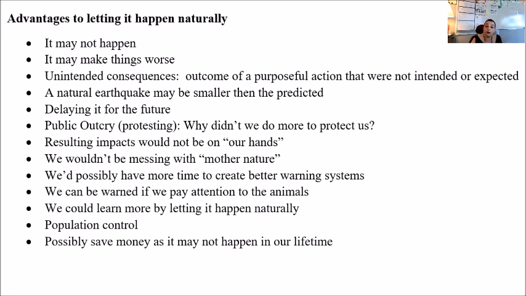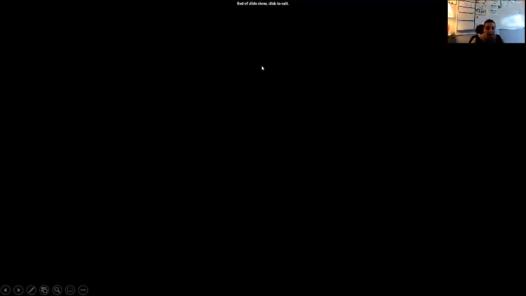Population control did get brought up. Yep, it is true. And then possibly we could save money because we wouldn't be dumping all of this in to try to figure out how to make this work and set it off.